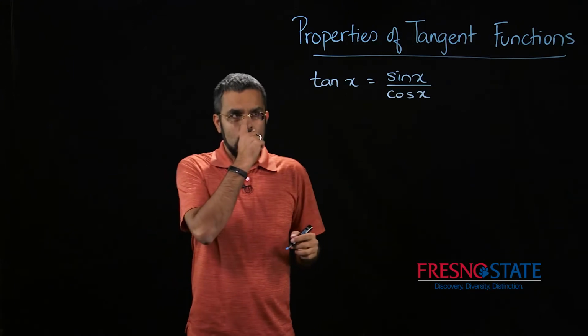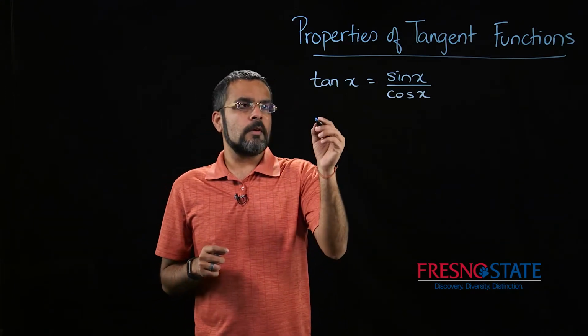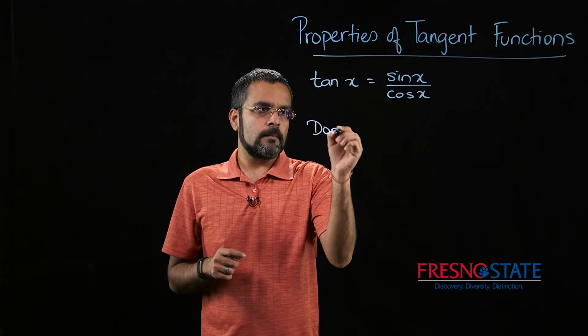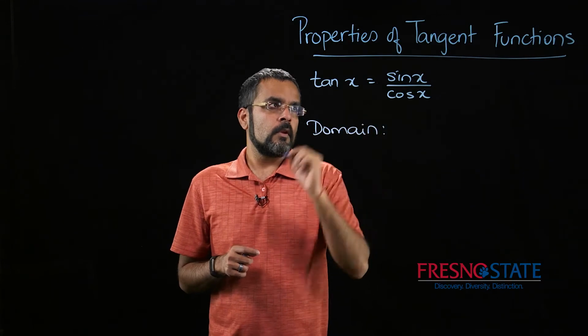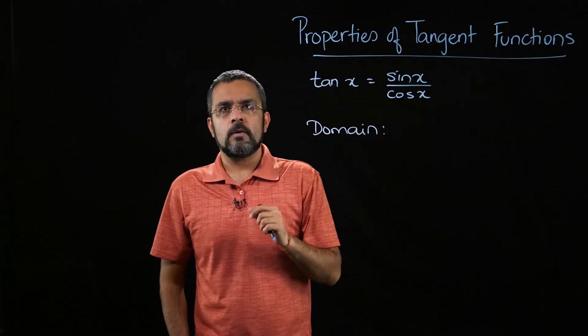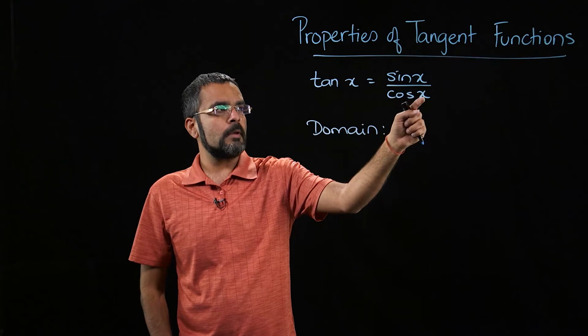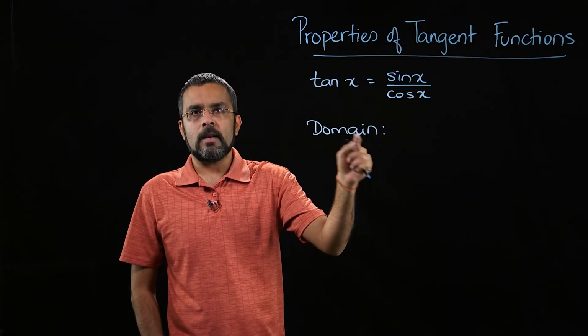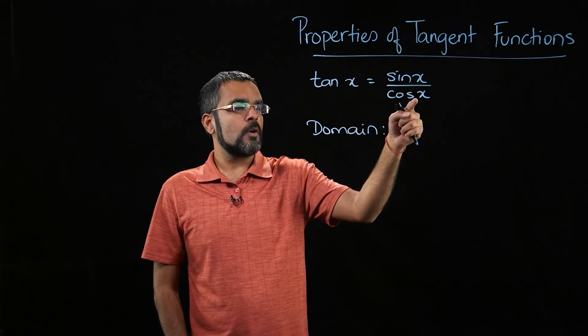Okay, so what is my domain? So what is the domain of this function going to be? So let's look at the domain. Recall that my denominator cannot be 0, right? So whatever points cosine becomes 0 cannot be in my domain. I need to throw those points out. When does cosine become 0?